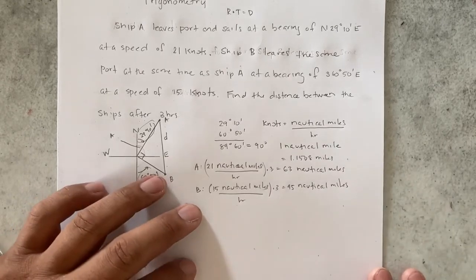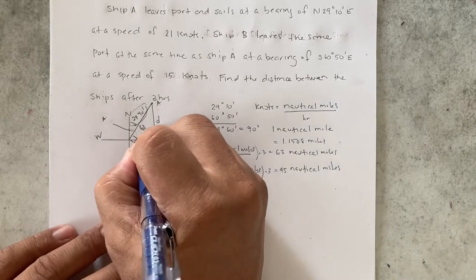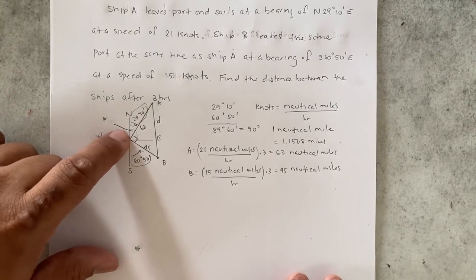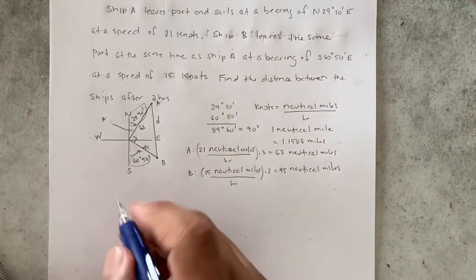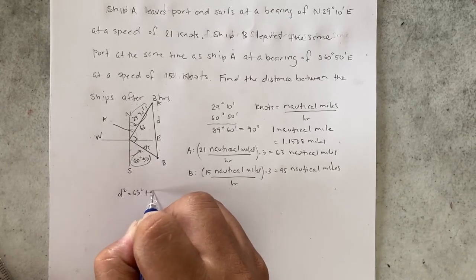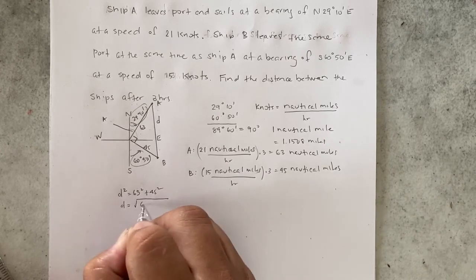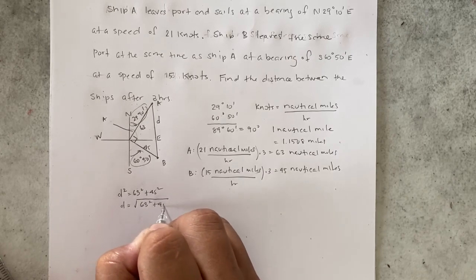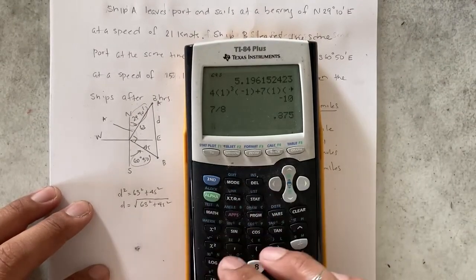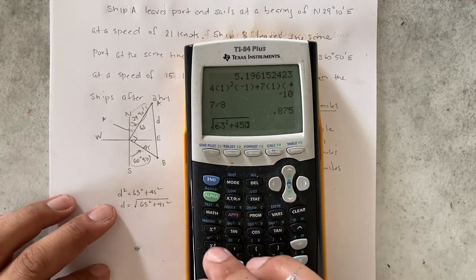Okay, so now we have the distances here. We put 63 nautical miles, 45. What stands out is right triangle, 2 sides, Pythagorean theorem. D squared equals 63 squared plus 45 squared. D is equal to the square root of 63 squared plus 45 squared. And get a calculator here. Square root of 63 squared plus 45 squared.